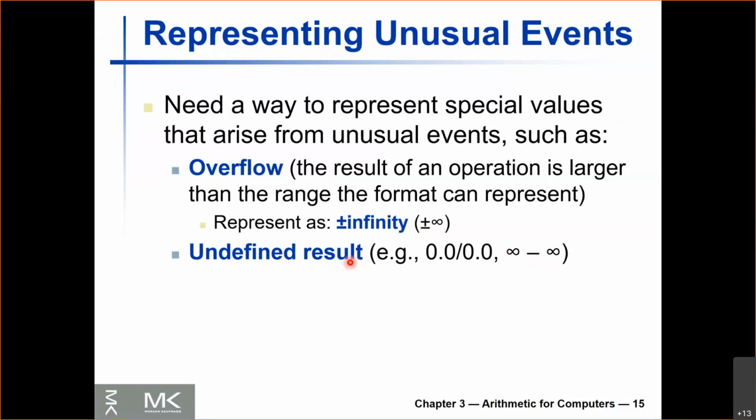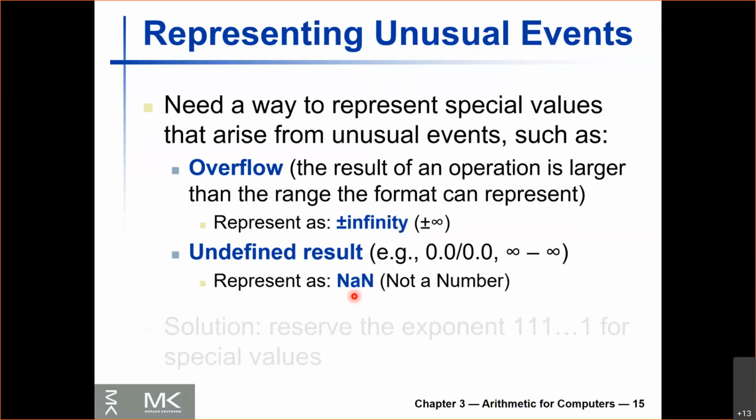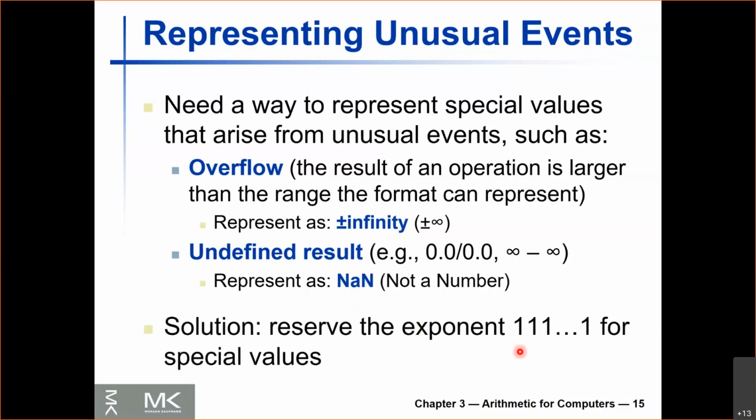Okay, so we need a way to represent undefined results. And usually we represent this using this value NaN, which stands for not a number. I want to be able to represent positive and negative infinity, and I want to be able to represent undefined numbers, so not a numbers. What we're going to do is use the reserved exponent that is all ones for this purpose.